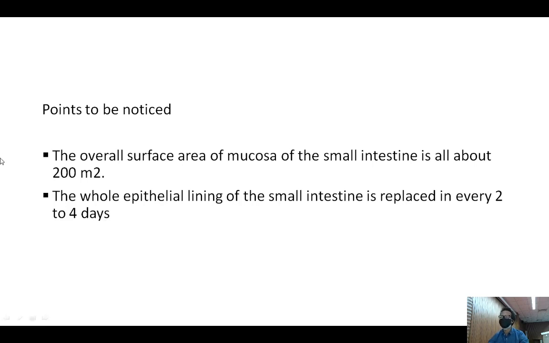So what happens in diarrhea? In diarrhea, this lining is replaced so rapidly that it gets infected, and the absorption won't happen properly, so that's why you have diarrhea. In diarrhea you also have epithelial lining destruction, absorption won't take place properly, and whatever food is coming in goes out as it is most of the time.